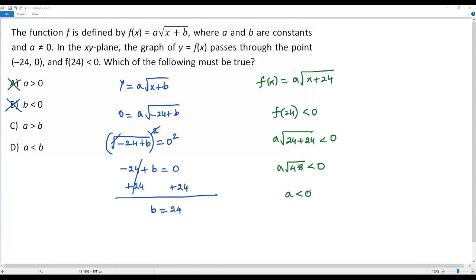Okay, here we got that a is less than 0, that is a is negative, and b equals 24, that is b is positive. So a is negative and b is positive. Always a negative value is less than a positive value, that is a is less than b. But in answer choice C, we have a is greater than b. It's false. Let's reject answer choice C. And we got this result, a less than b, in answer choice D. So in the given answer choices, a less than b must be true. The correct answer choice for this question is D.